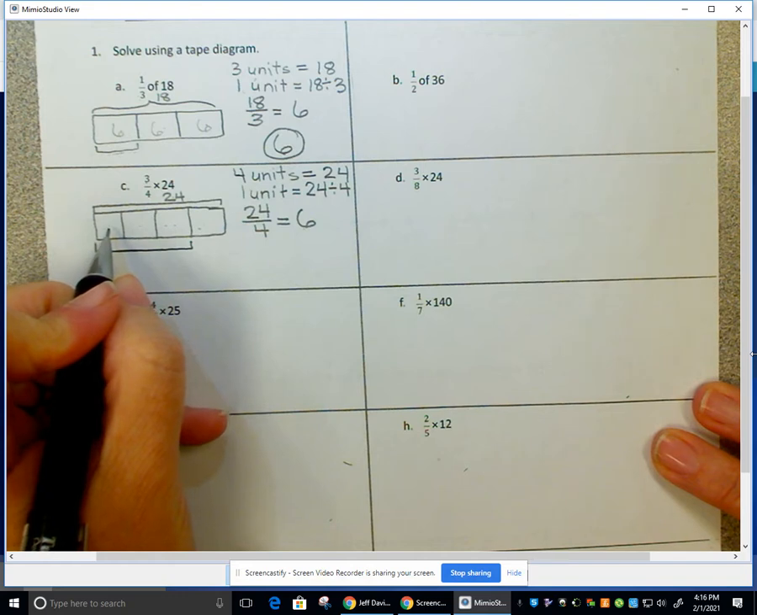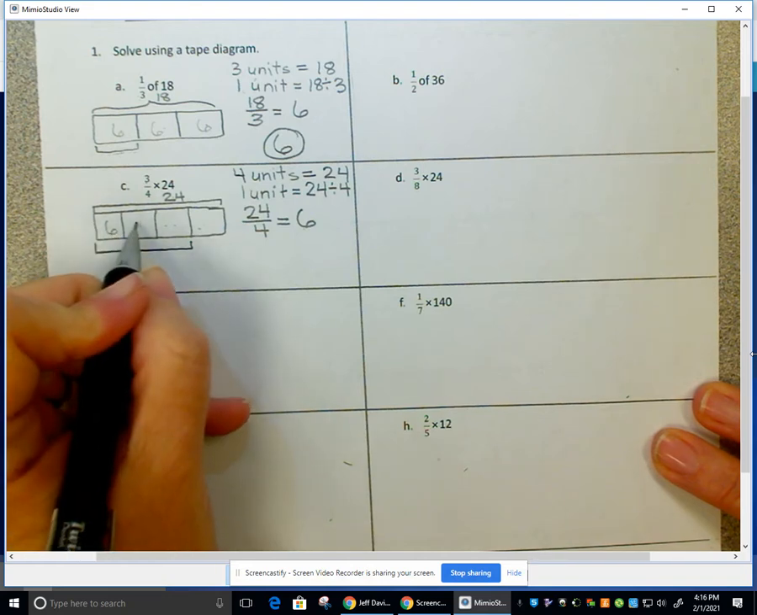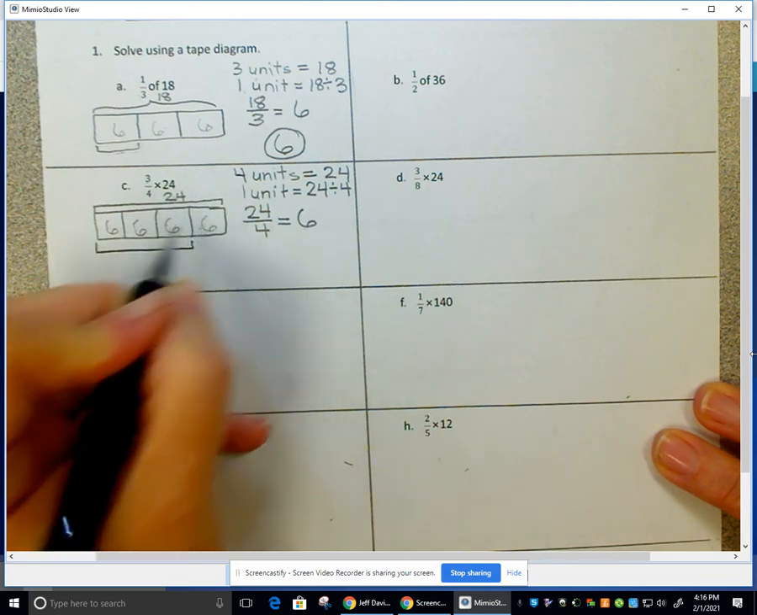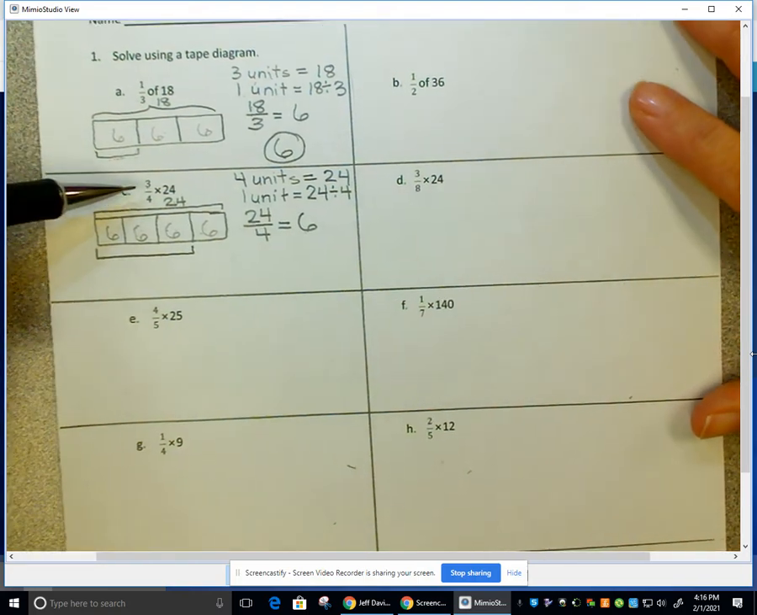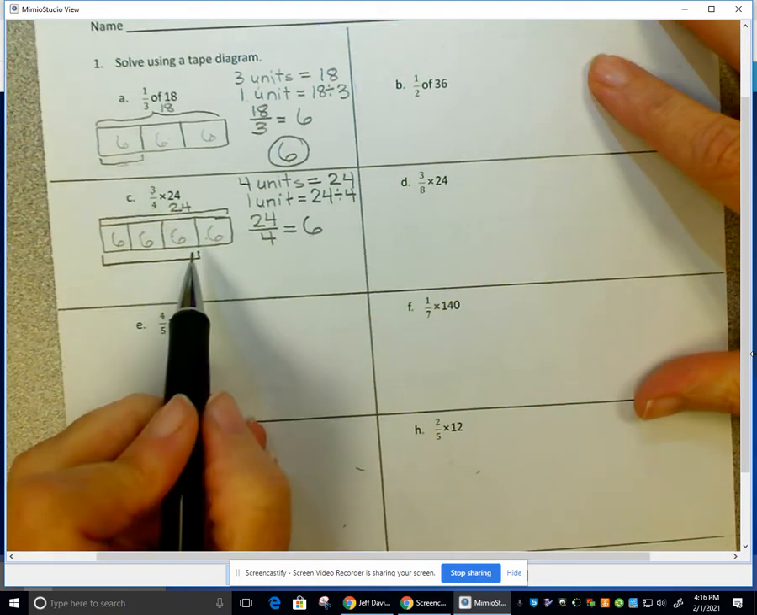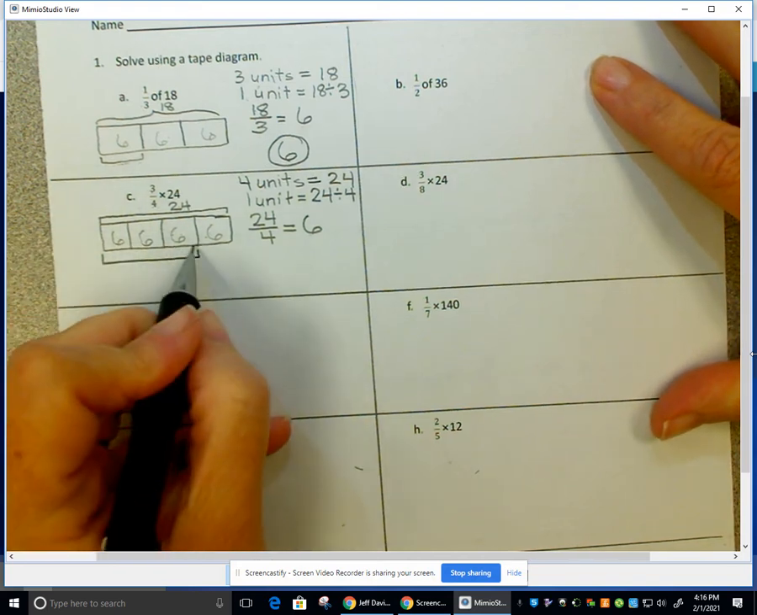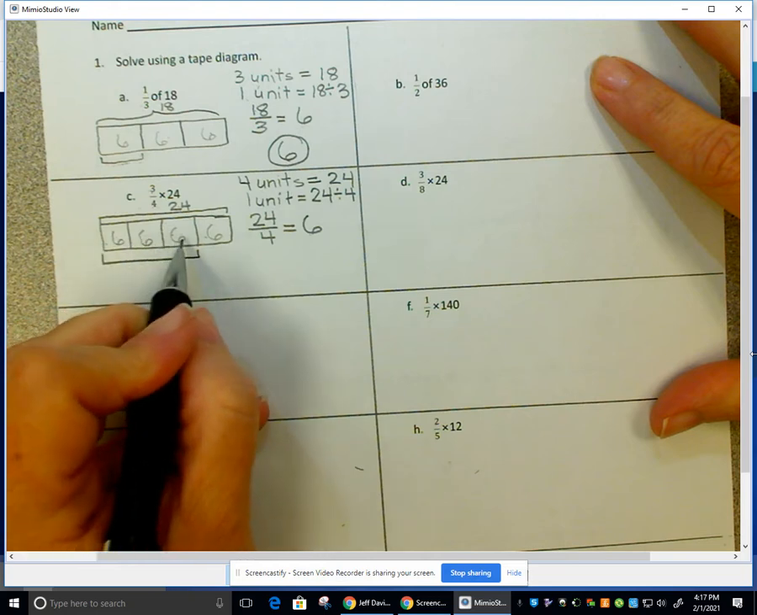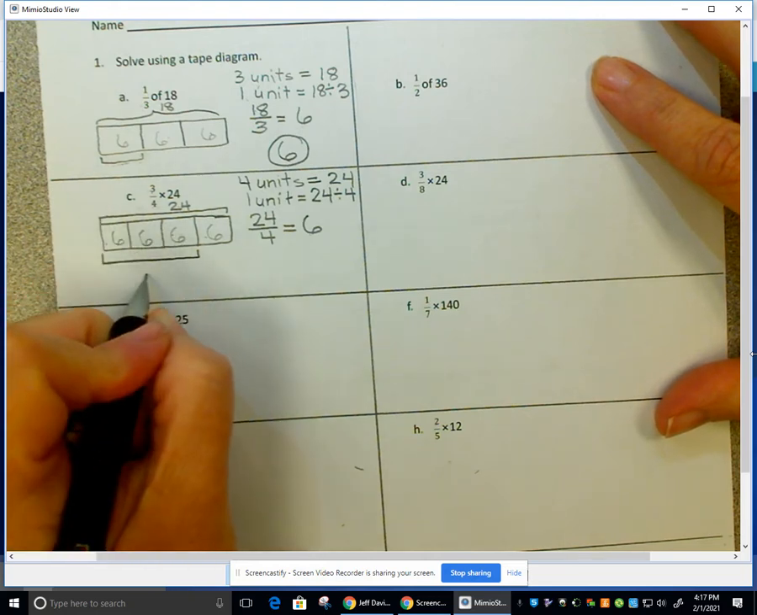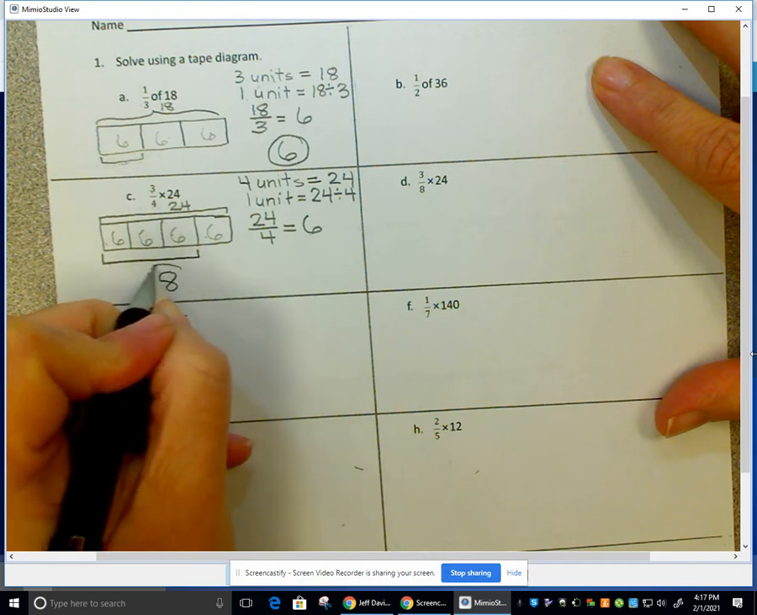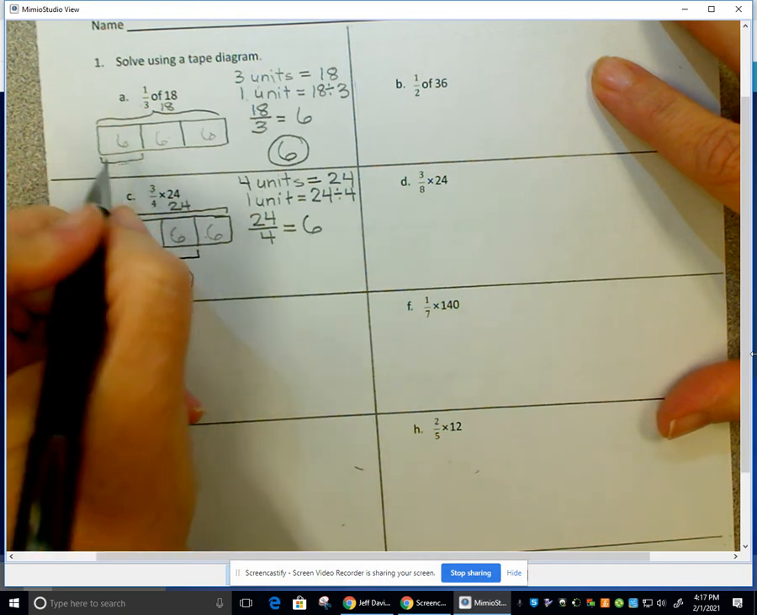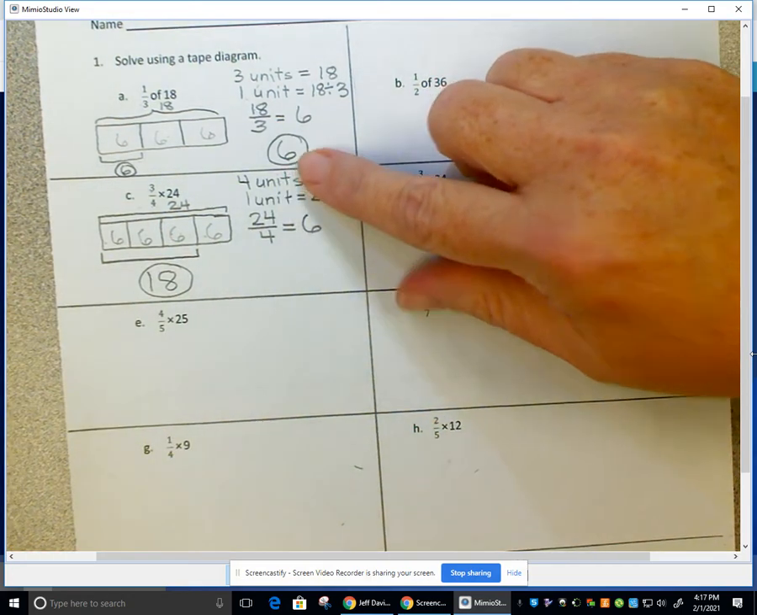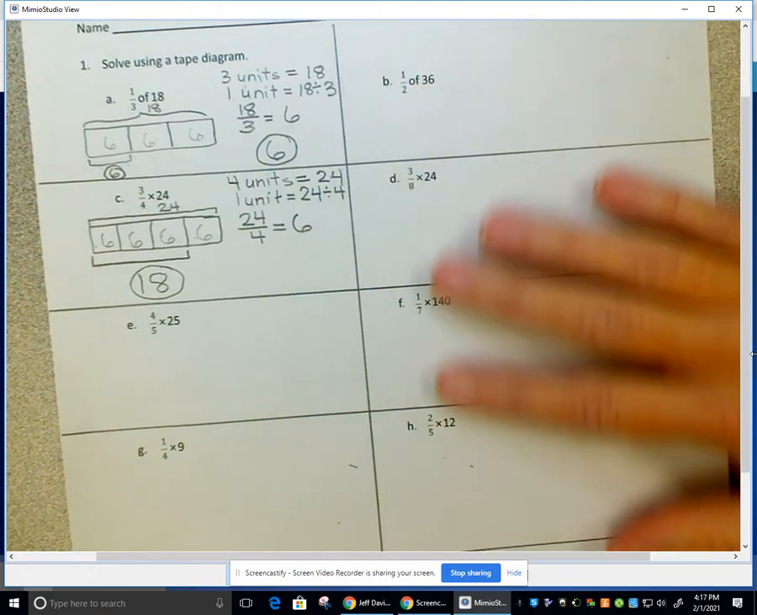So this unit is 6. This unit is 6. This unit is 6. And this unit is 6. Now, the problem is asking me what 3 of the 4 are. Here's 3 of the 4. And if I put those together, what do you see? 6 plus 6 plus 6, or 6 times 3, that will give me 18. 18, and I guess I could have put the 6 here and circled it instead of there. So we're leaving this open right now.